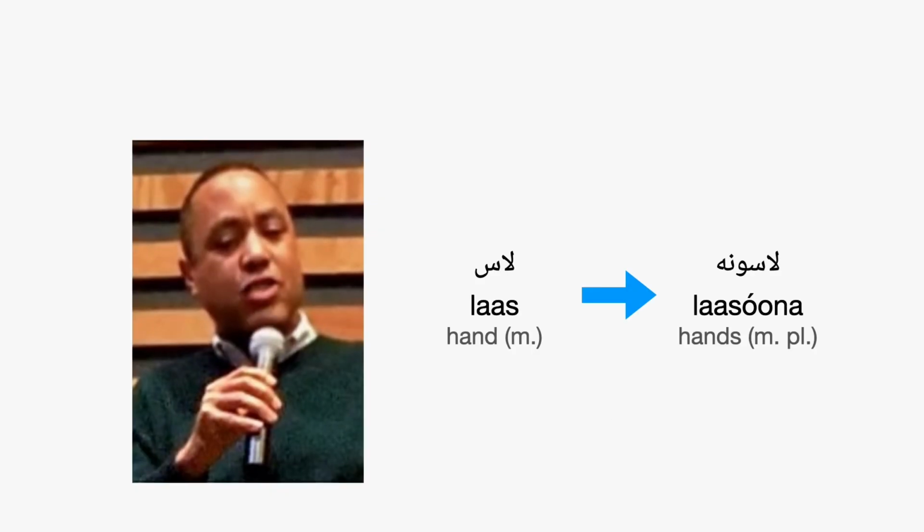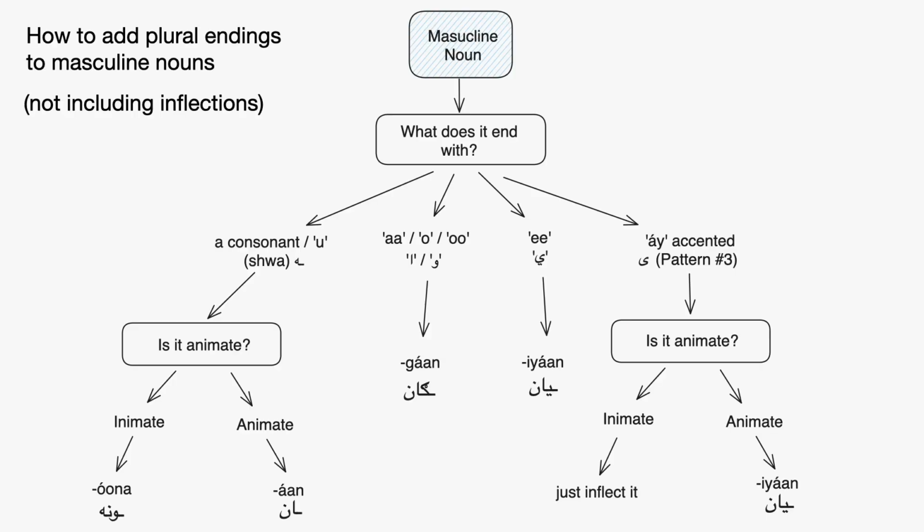Let's look at another example, he said. Hands, las, not gun, not lasgun, lasuna. Okay, here we have a pattern one masculine noun, and it's an inanimate, non-living noun. I mean, I guess you could argue that a hand is living, but a hand by itself is not a whole living thing, so we use it as an inanimate thing in Pashto, and we add the una ending, lasuna. And again, that follows our little decision chart, just like that.